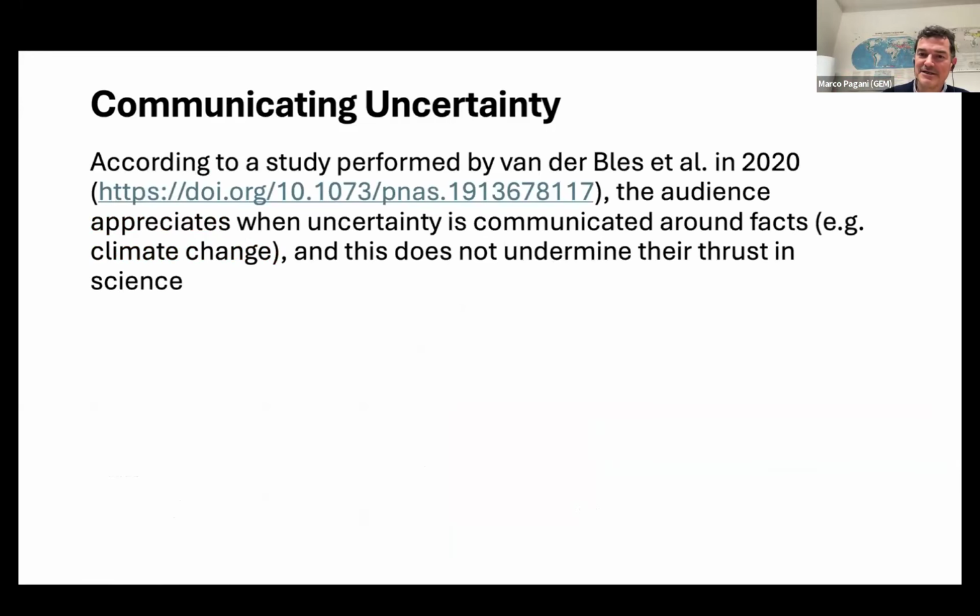In a subsequent study, still by the same group of authors, they checked how the uncertainty is perceived by the audience. Contrary to what we might think, there is an appreciation in the public of the fact that when you are communicating a result, you are also associating with it a corresponding uncertainty. Of course, it's important to make sure that when you do that, you are communicating the uncertainty in an understandable way.